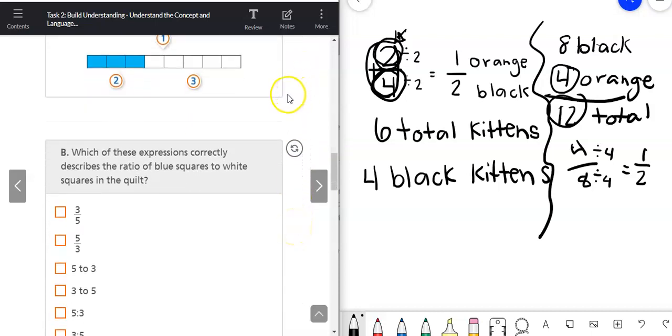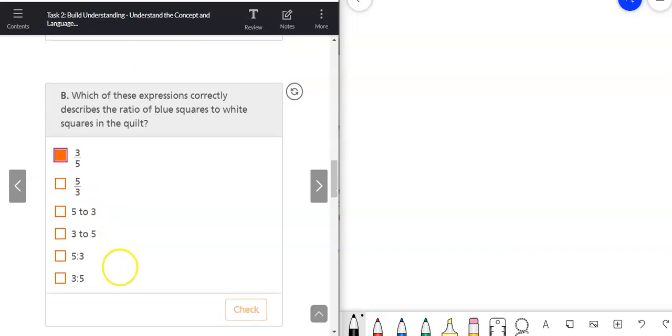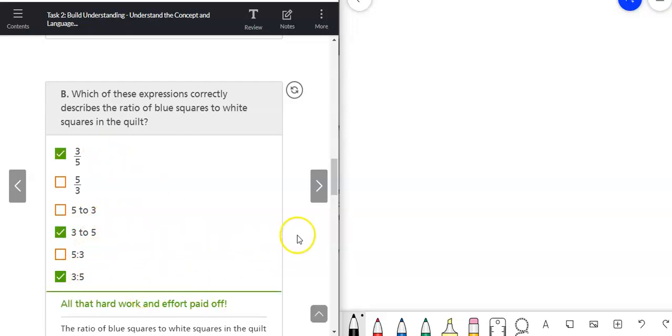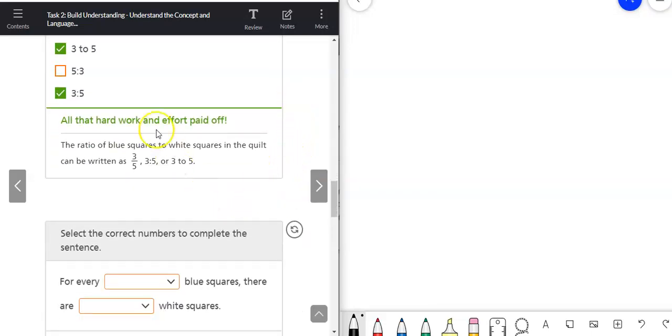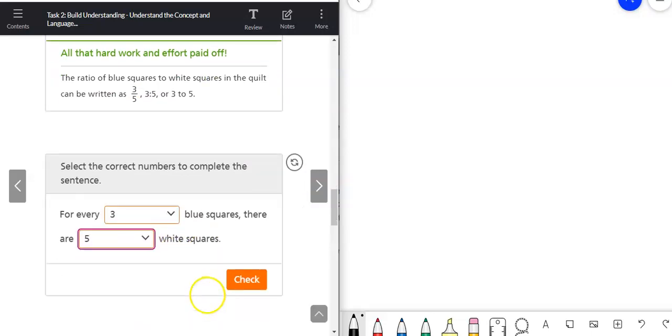So which of these expressions correctly describe the ratio of blue squares to white squares? Whatever they're asking for first goes first. So they ask blue first. There are 3 blue squares. There are 5 white squares. So the fraction would be 3 over 5. Now you're going to come down and find the one with the "to": 3 to 5. And then we have 3 colon 5. Those are the 3 ways that you can write a ratio. So for every 3 blue squares, there are 5 white squares.